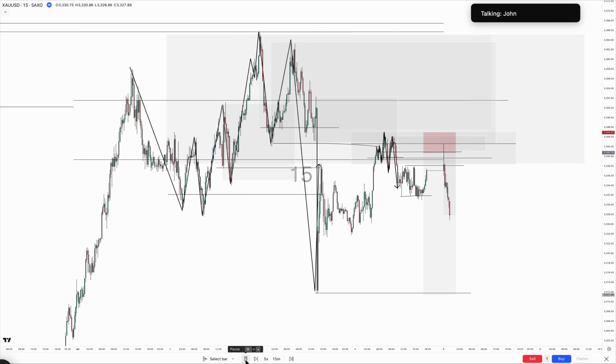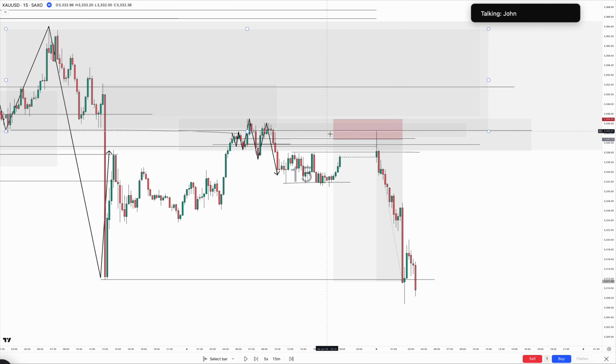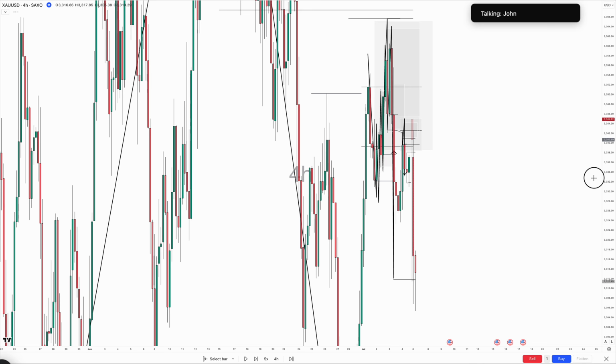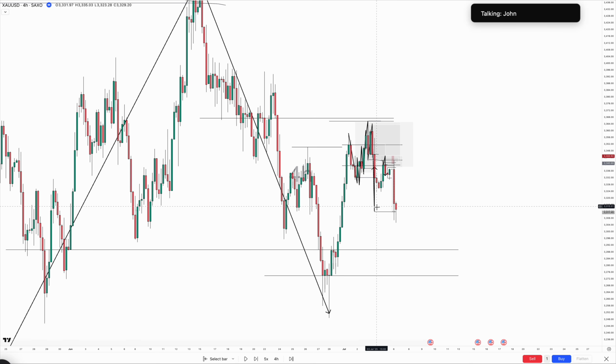So price comes, taps into that level, and then drives down, just a crazy drop. At this point, it's probably happened very fast during Asia, so you're coming to the trade in the morning. What do you do again? You go back to the high time frame. The high time frame is where you want to make decisions of what to do and what not to do.